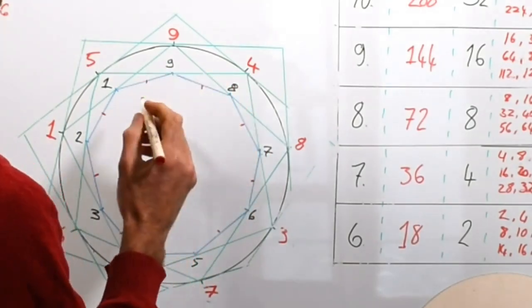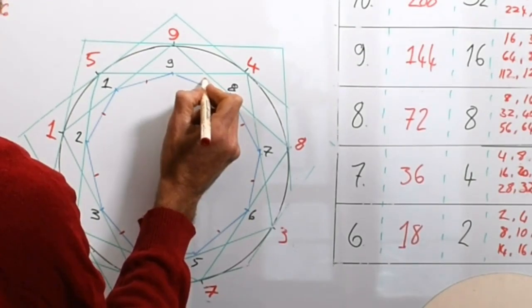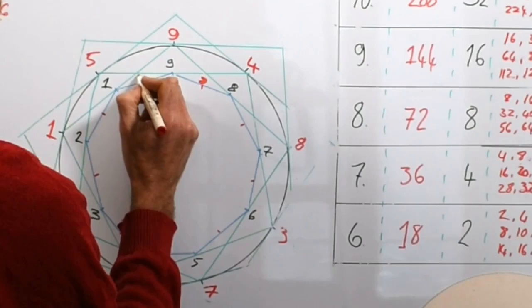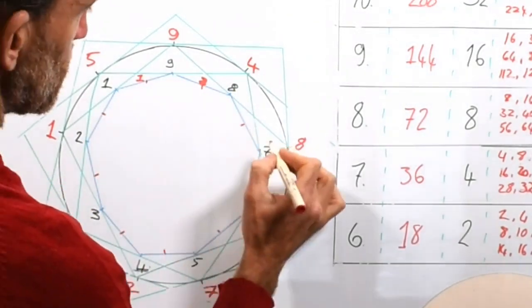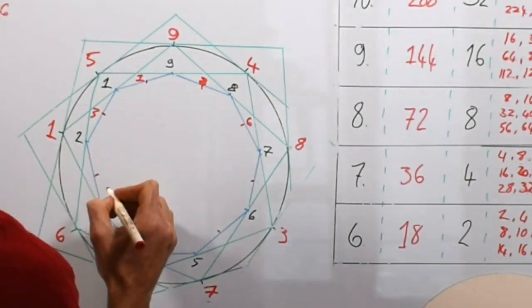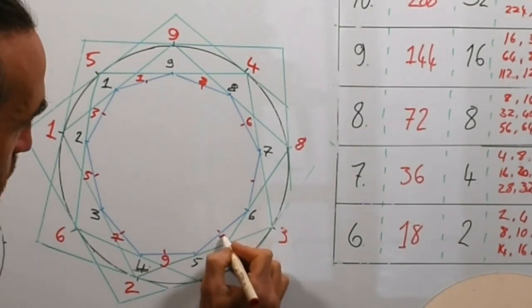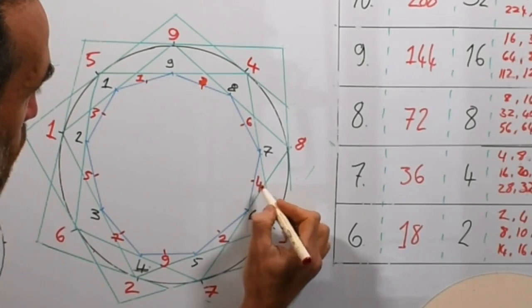So the 9 and 8 is 17. 1 plus 7 equals 8. 1 plus 9 is 10, reduced to a 1. 7 and 8 gives me a 6. 1 and 2 gives me a 3. 2 and 3 gives me a 5. That's a 7. This is a 9, a 2 and a 4.